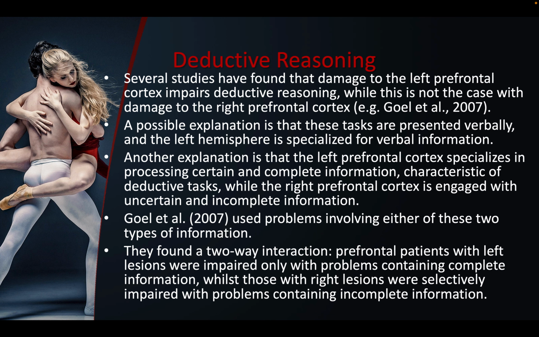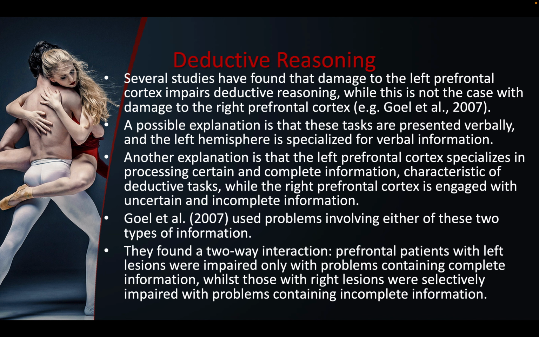Several studies have found that damage to the left prefrontal cortex impairs deductive reasoning, while this is not the case with damage to the right prefrontal cortex. For example, Goel et al. in 2007. A possible explanation is that these tasks are presented verbally and the left hemisphere is specialized for verbal information. Another explanation is that the left prefrontal cortex specializes in processing certain and complete information characteristic of deductive tasks, while the right prefrontal cortex is engaged with uncertain and incomplete information.